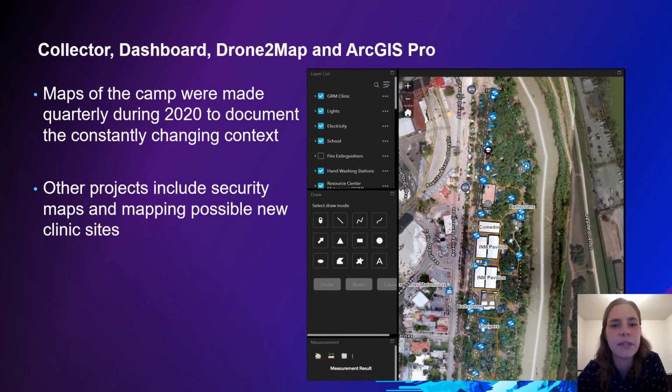In order to document the ever-changing conditions of the camp, we started making quarterly maps. The maps were made with drone imagery that was processed on Drone to Map, overlaid with data that was collected on Collector, processed on ArcGIS Pro, and displayed on dashboards. This dashboard in particular was later used to perform spatial analysis to help us make better decisions on where to do new infrastructure projects. We've also used a similar process to create security maps and maps for possible new clinic sites.